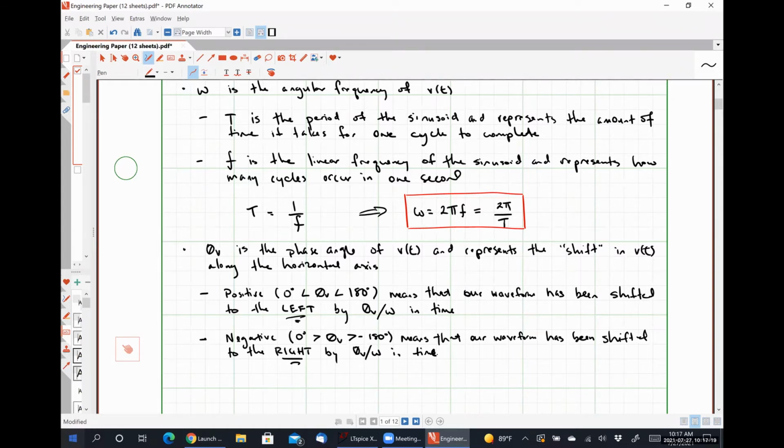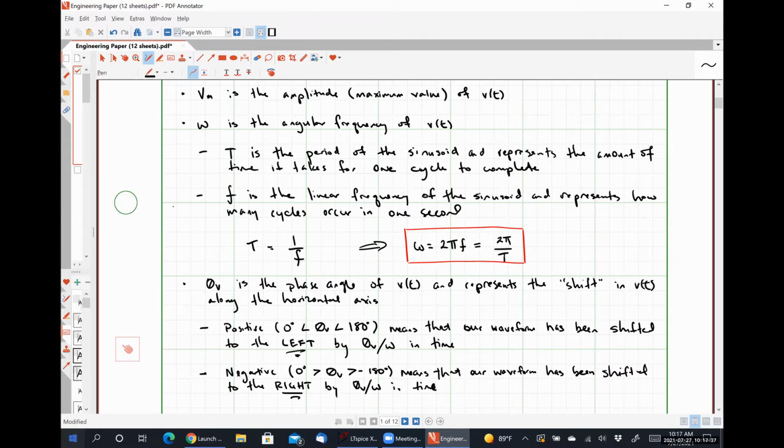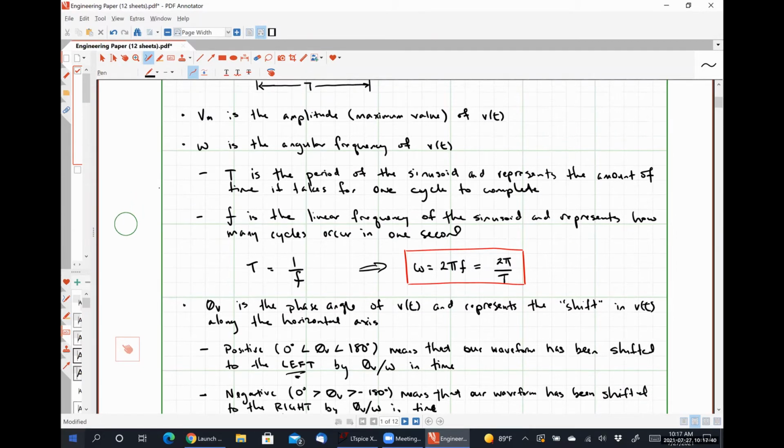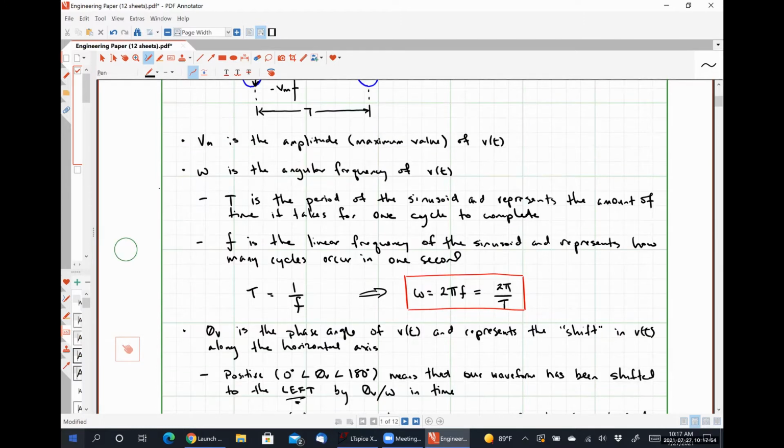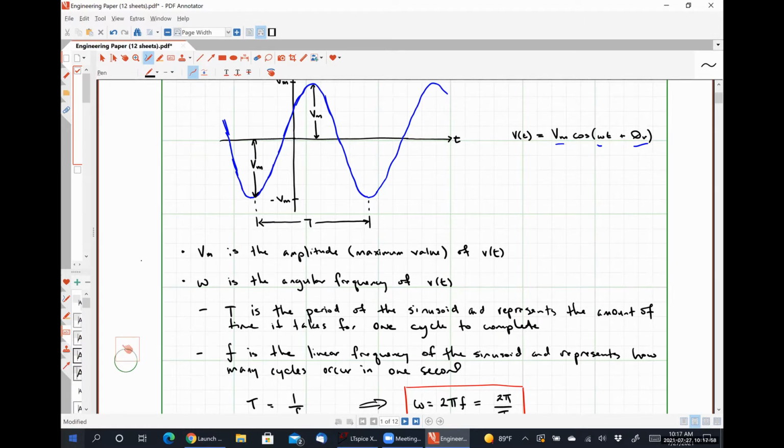Now this probably seems counterintuitive. What I mean by that is you would probably expect that a positive phase angle means that we should shift to the right, and a negative phase angle means that we should shift to the left. The reason why it's opposite is because what a positive phase angle means is that our sinusoid peaks occur to the left of the vertical axis. If our phase angle is negative, that means that we are reaching our peak value later in time, which is represented by all the points to the right of the horizontal axis.